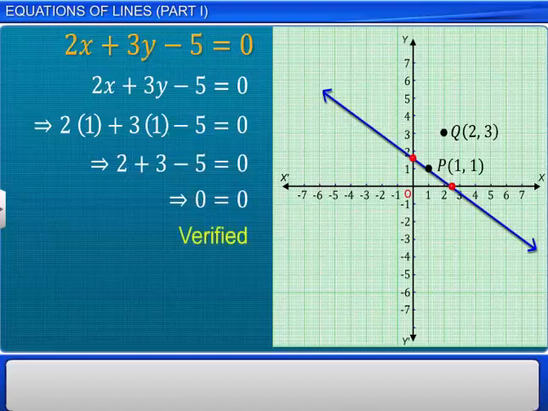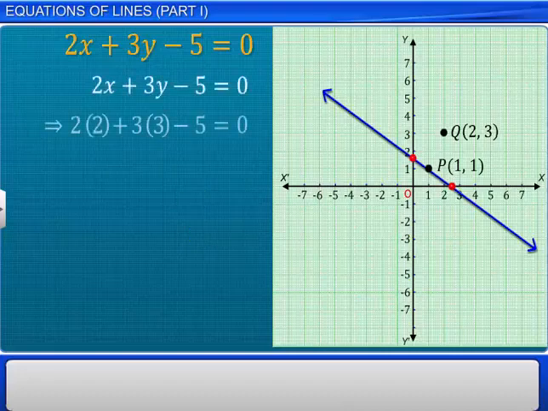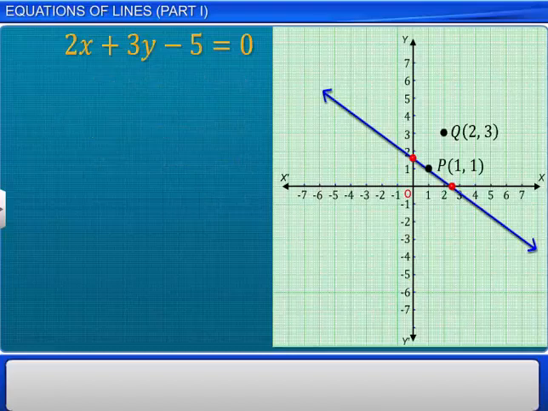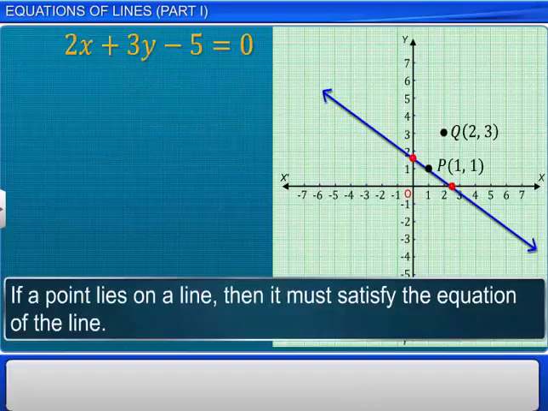In other words, point P satisfies the equation of the line. However, point Q(2, 3) does not satisfy the equation of the line. Hence, for a point to lie on a line, it must satisfy the equation of the line.